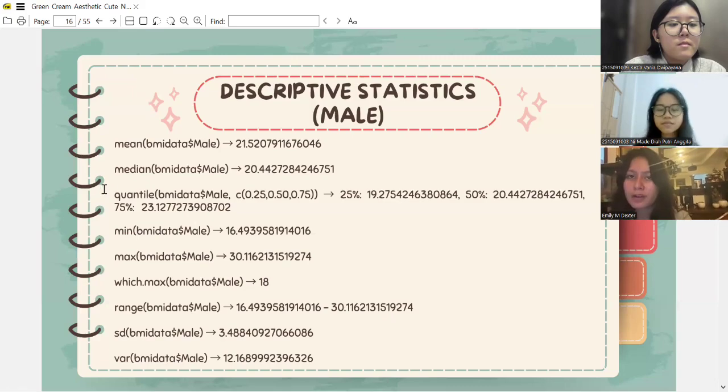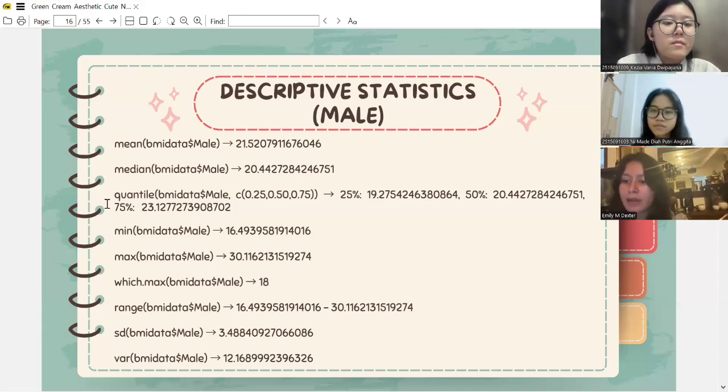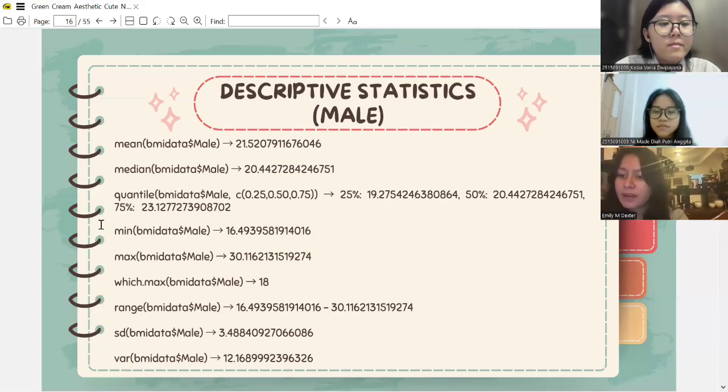Third is the quantile command, where this command gives us the quartiles, the values that divide the data into 4 equal parts. For the males, the 25th percentile, or Q1, is 19.28. The 50th percentile, or Q2, which is also the median, is 20.44. And the 75th percentile, which is Q3, is 23.13. Which means that 50% of the male BMI falls between 19.28 and 23.13.